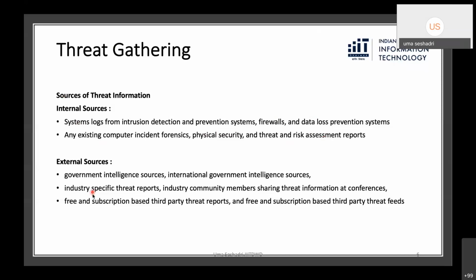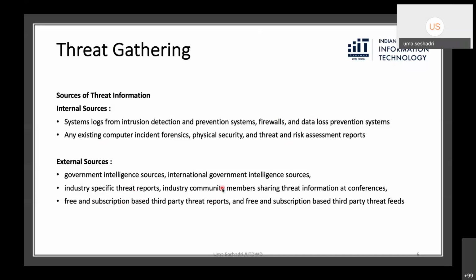From the outside, there are external agencies, external organizations, individual experts. They will also provide the data. You can have government intelligence sources or international government intelligence sources. You can always have a memorandum or tie up with them, and they provide you this report. Or you can have some specific public sites that continuously monitor, like Gartner or Forrester. They provide you some of the threats. You can also get threat reports. You can always subscribe to such agencies and take the data regularly, frequently.